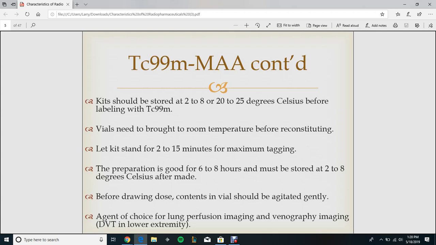The preparation is good for 6 to 8 hours and must be stored at 2 to 8 degrees Celsius after it is made. Before drawing a dose, the contents in the vial should be agitated gently. It is the agent of choice for lung perfusion and venography imaging. The DVT is in the lower extremity.